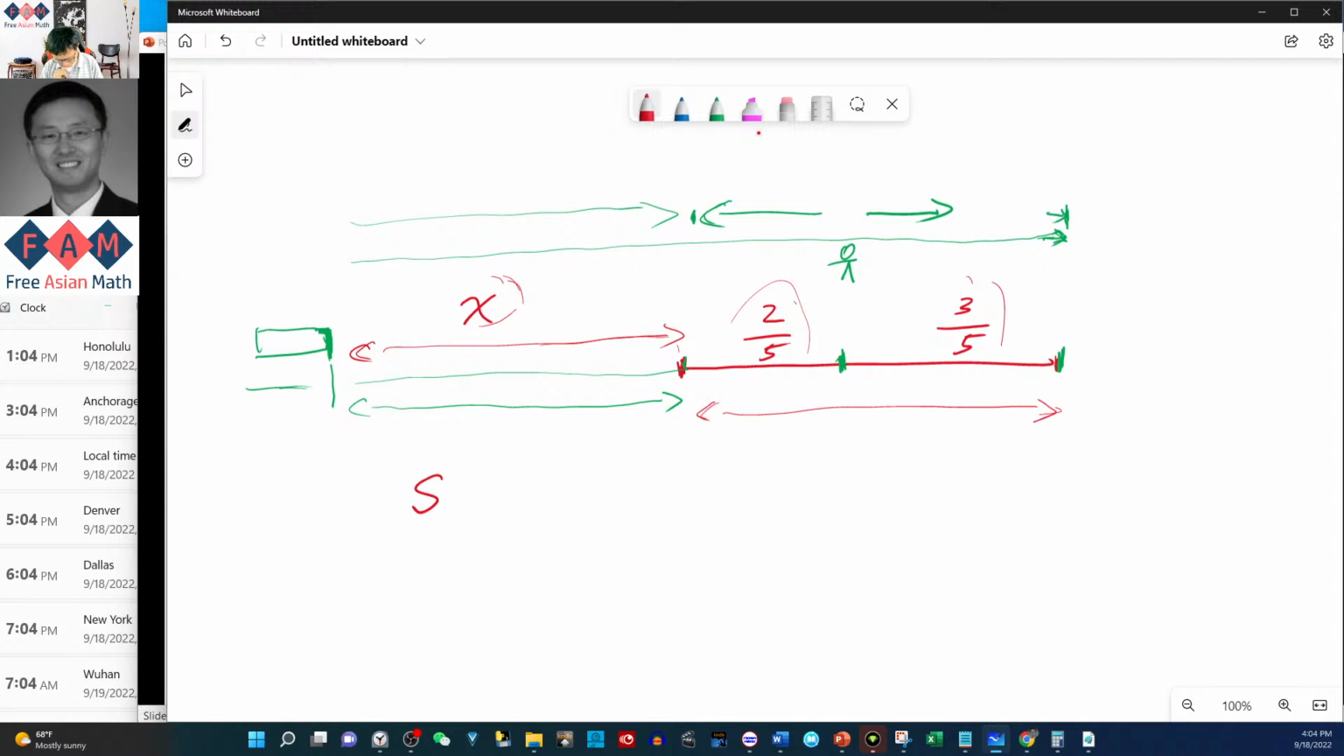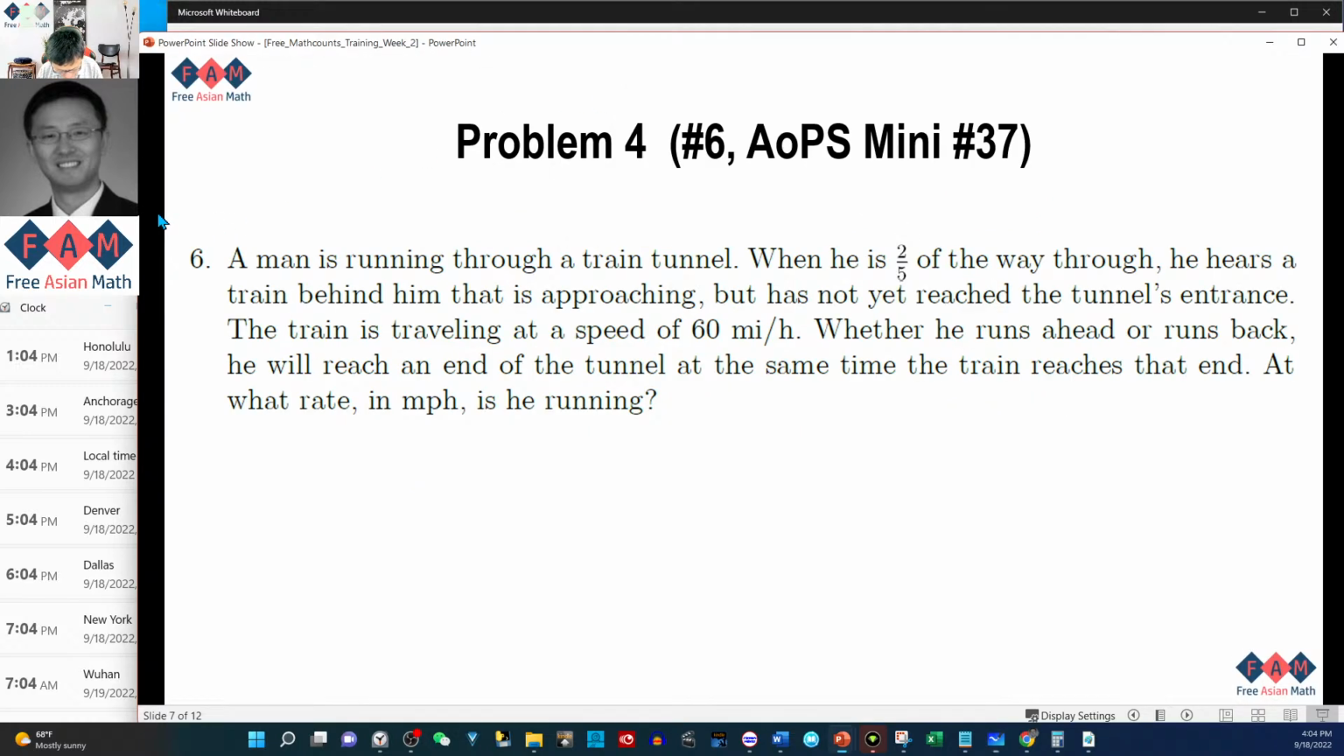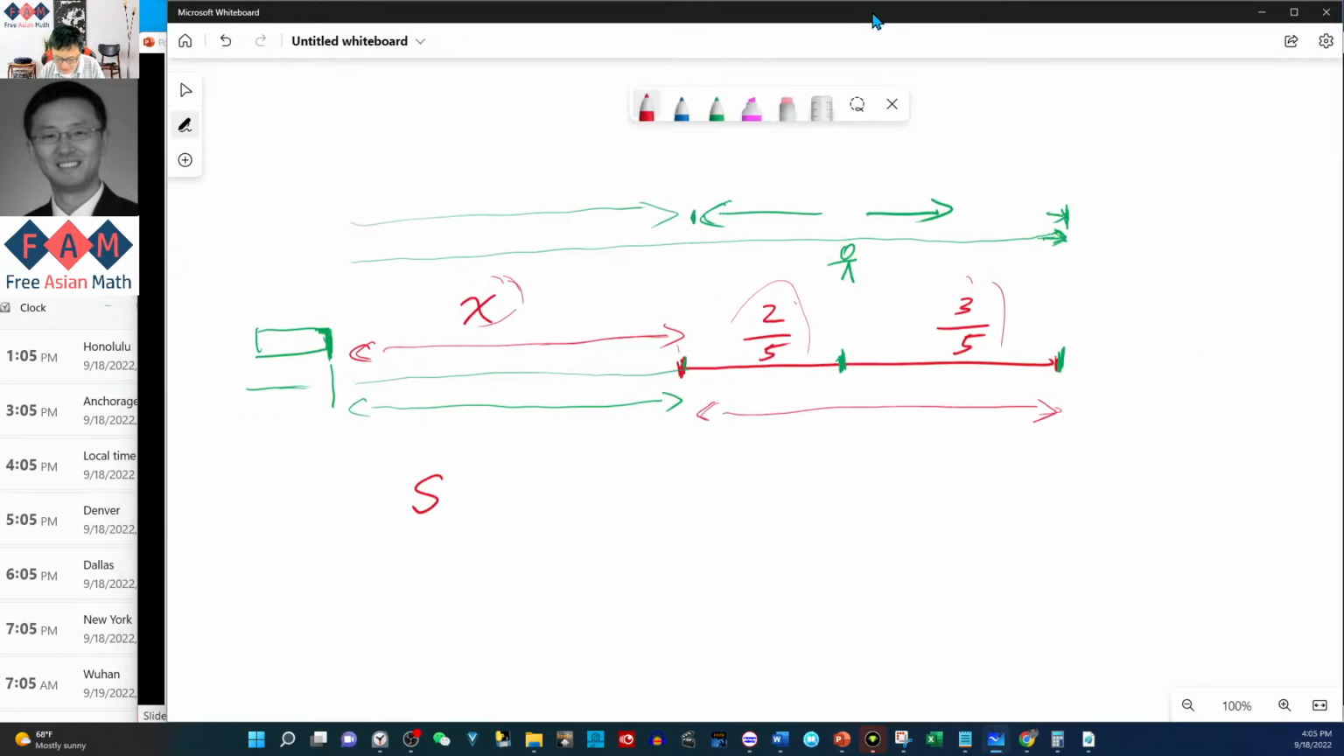Okay, with that in mind, we now need to find our equations. And they come fairly straightforward because the relationship is really in this sentence: whether the guy runs ahead or runs back, he will reach the end of the tunnel at the same time as the train. So first of all, this means that both the train and the man would spend the exact same travel time. And we know how to find the travel time if we know the speed and the distance. And not just once, but twice, because toward each end. So that means that we would have two equations because we have two ends. So that really gives us two equations.